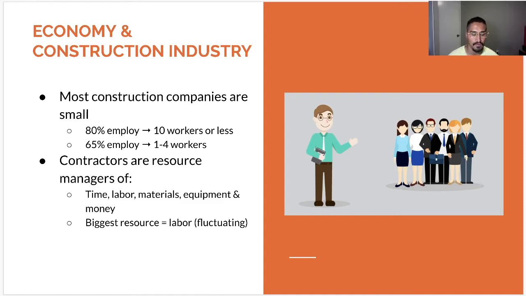But the biggest resource for contractors is labor, and it's always fluctuating. It's fluctuating because the construction industry is seasonal. In December, you don't have a lot of work, versus in the summer, you have a lot of work, but there might not necessarily be a lot of workers available to get those tasks done, so projects get pushed behind.